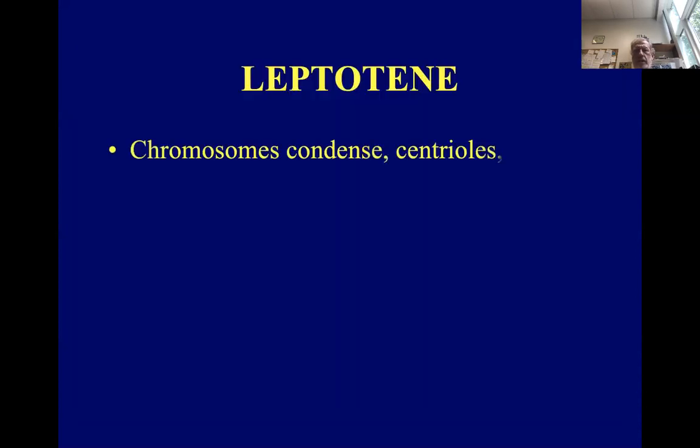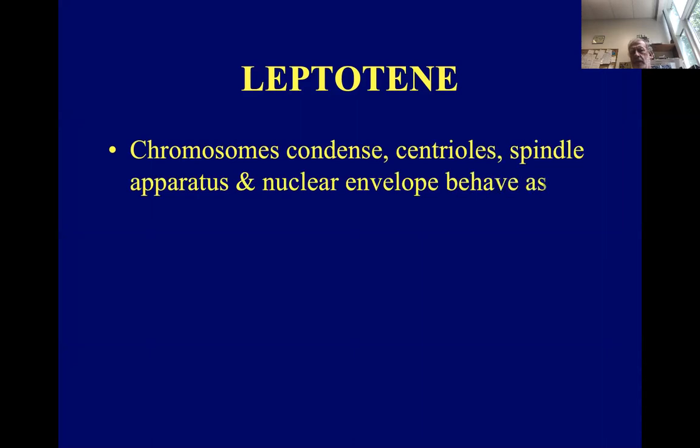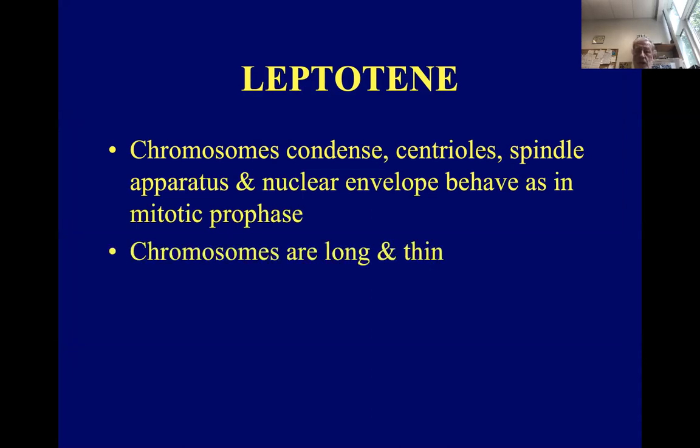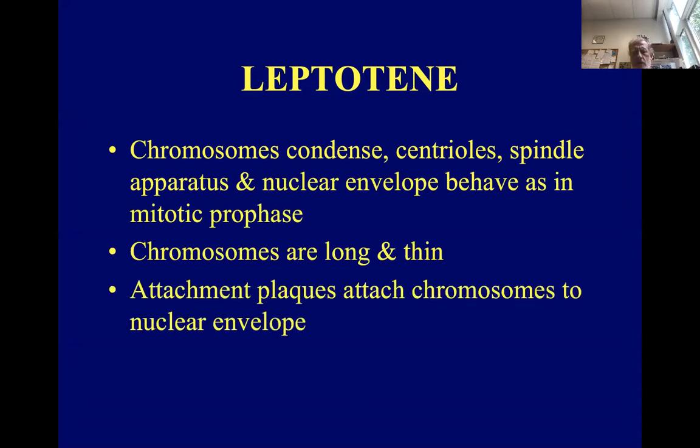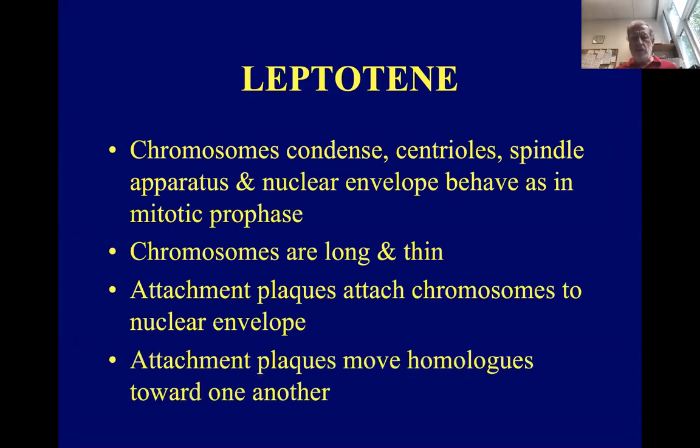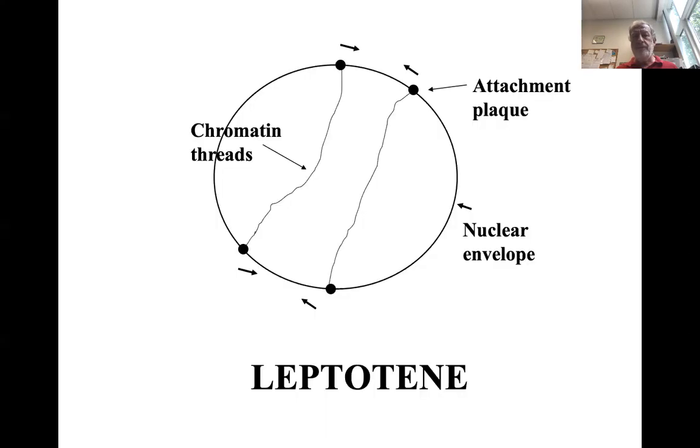So let's start talking about leptotene. The chromosomes begin condensation, and the rest of the cellular apparatus behaves as it does in mitosis. Here the chromosomes are still long and thin, however, and they're held to the nuclear envelope by their ends via structures called attachment plaques. And the attachment plaques move the homologs toward one another.